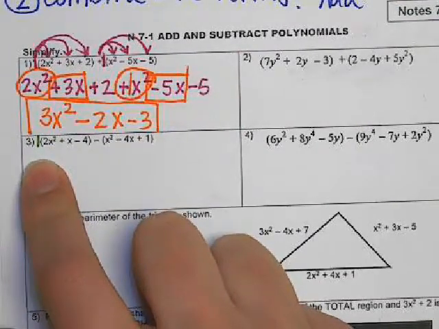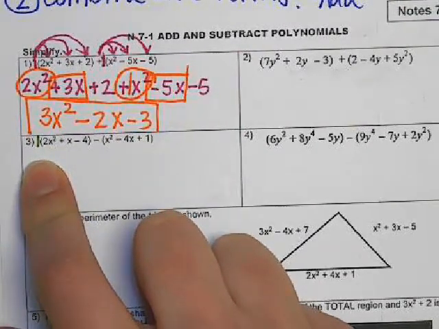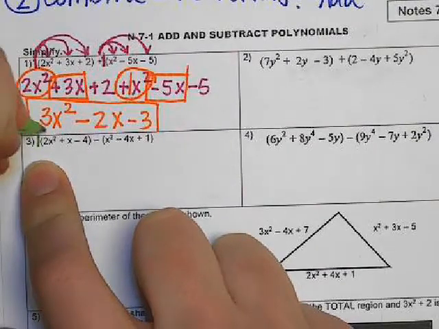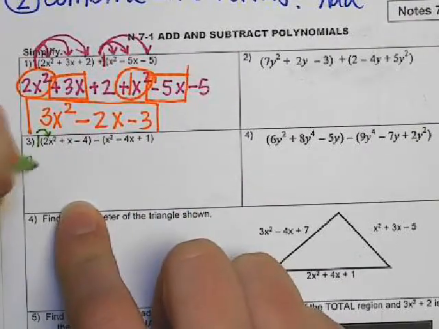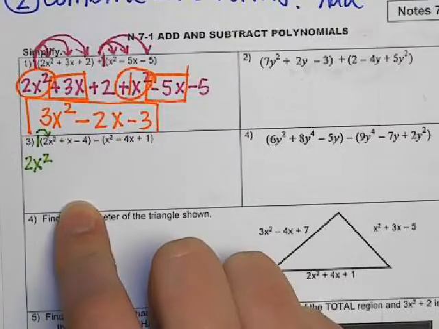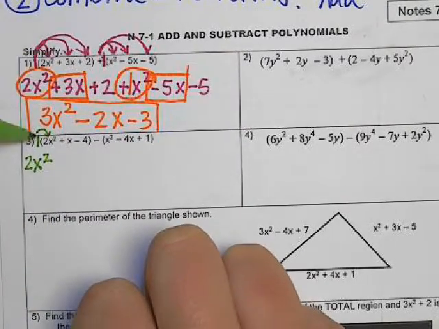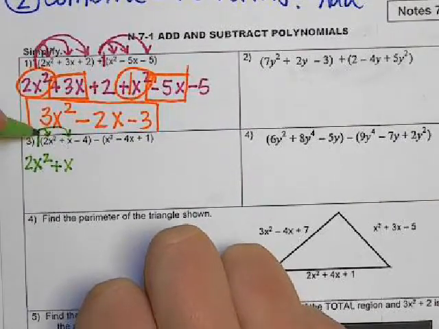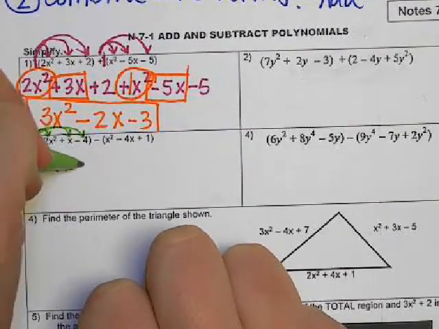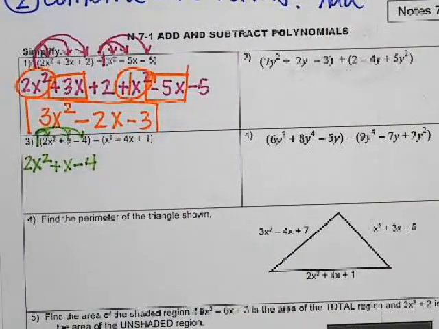So anytime you multiply times 1, it stays the same. So 1 times 2x squared is going to stay 2x squared. Then I have 1 times x is going to stay the same as positive x. 1 times negative 4 stays the same because it's multiplying by a positive 1.